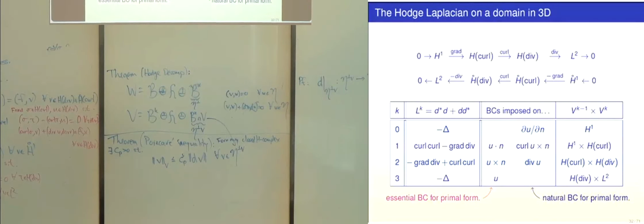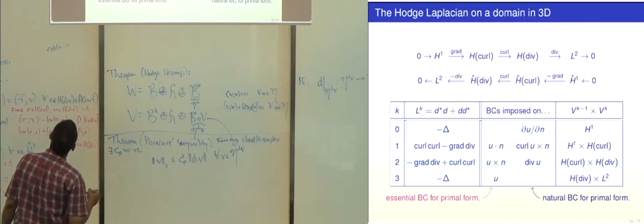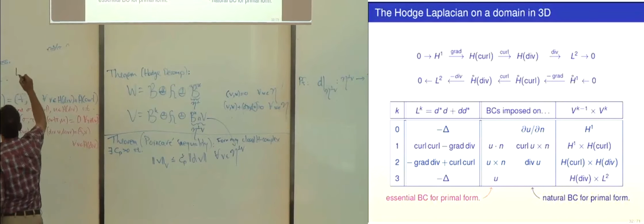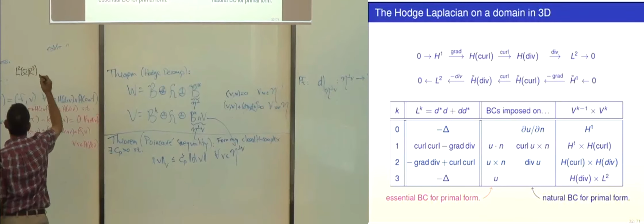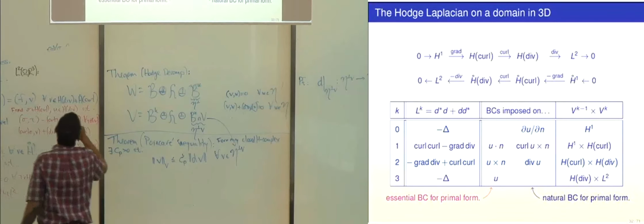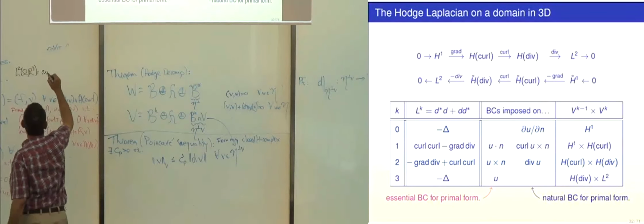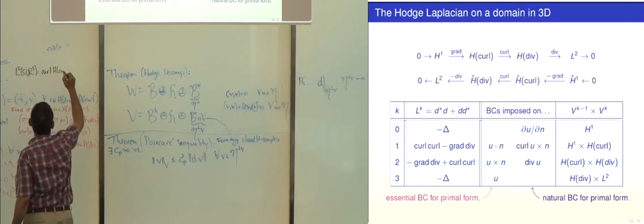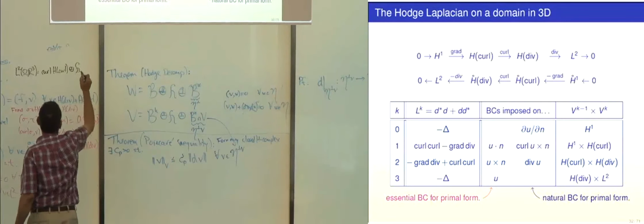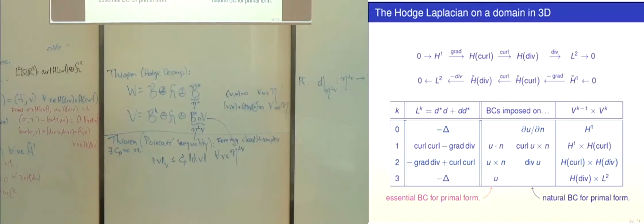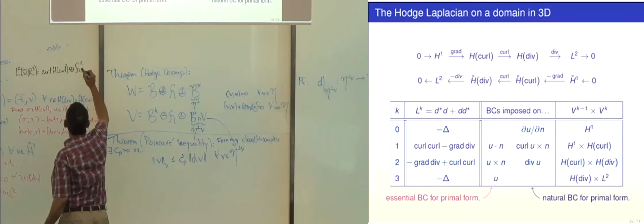What about for two forms? Then we have L2 again. We have a different decomposition of L2 vector fields, which will just be Helmholtz with a different set of boundary conditions. It's now curl of H curl without boundary conditions, plus harmonic 2 forms. These are harmonic 1 forms. Plus grad of H01.